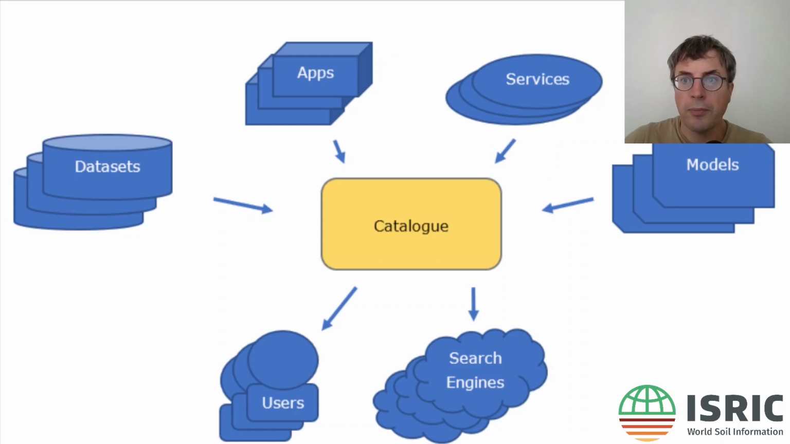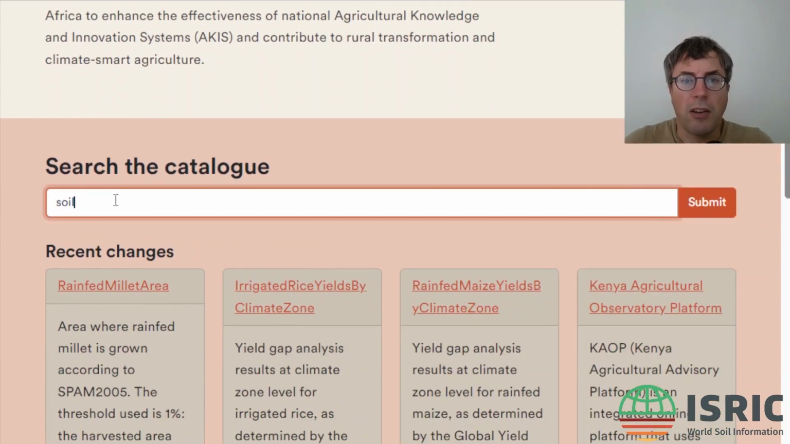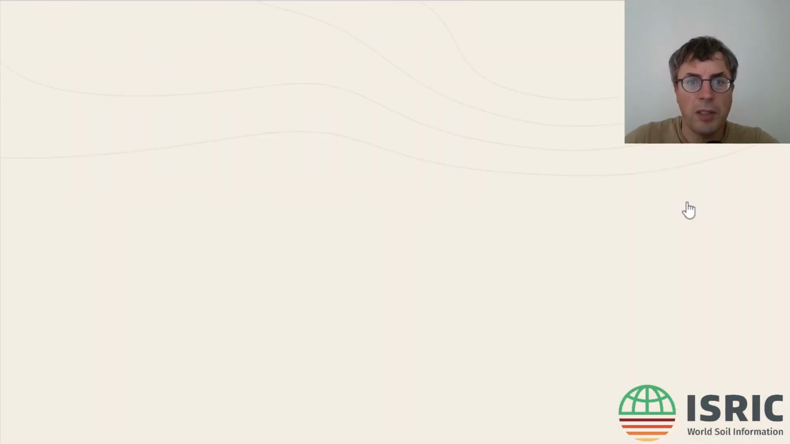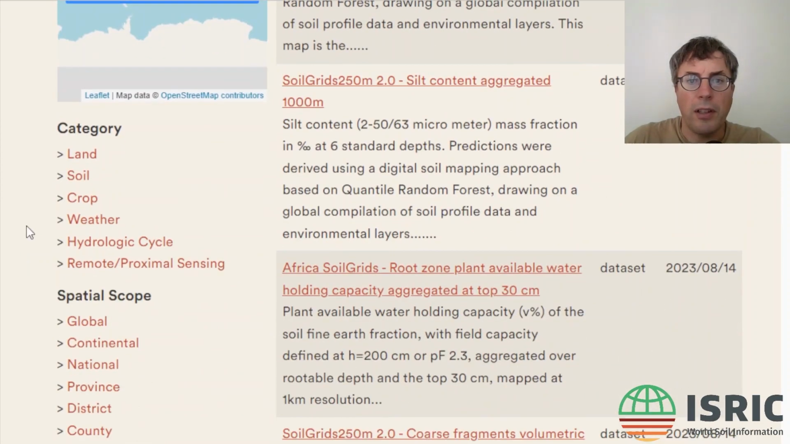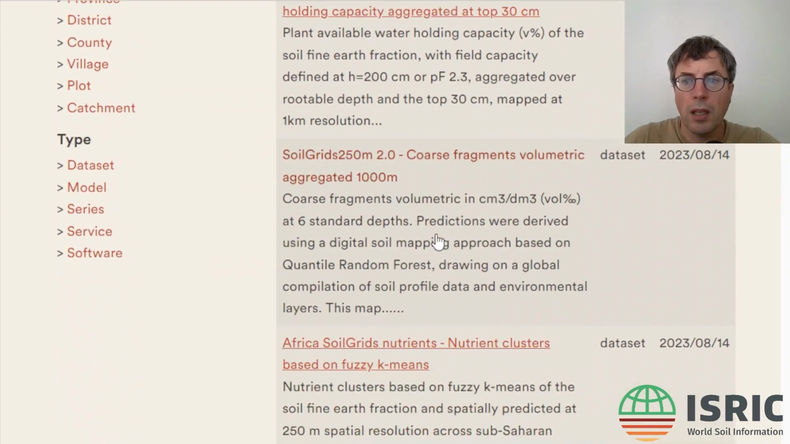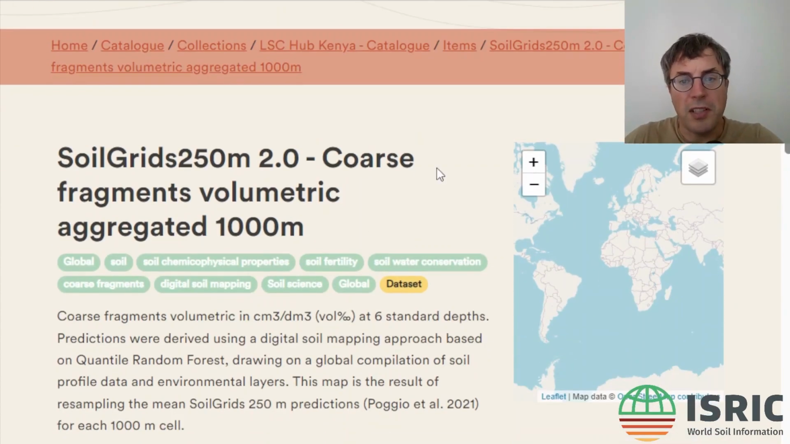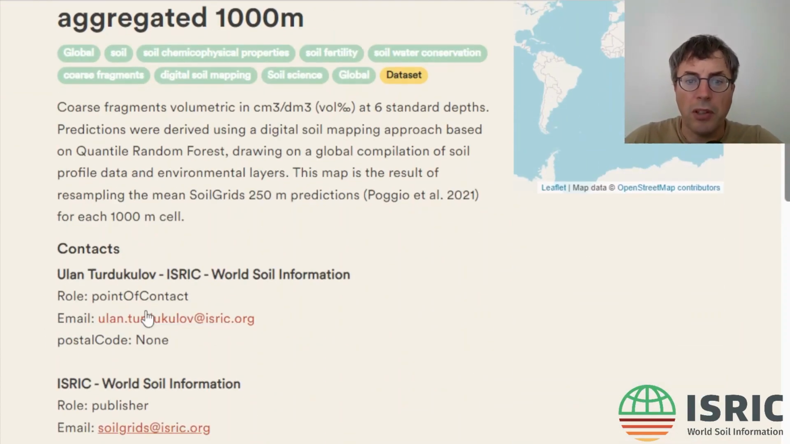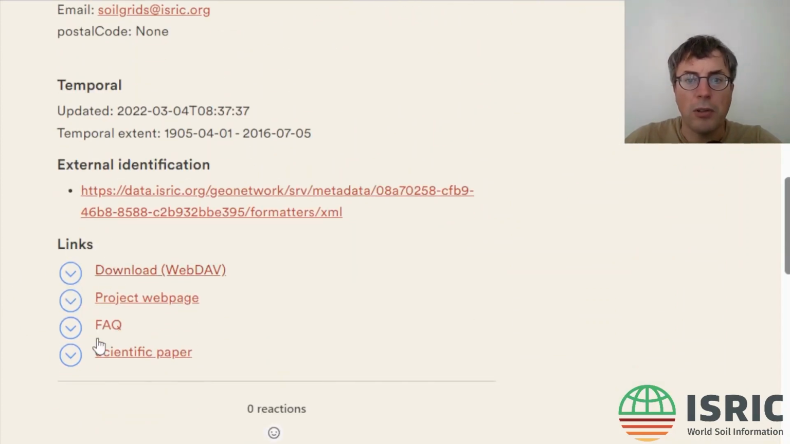Let's have a look at the catalog front end. This is the catalog for the Kenya hub. You can search the catalog, for example, on soils. You then arrive in the search result and you can further limit the search with the filters. If we open a record view of a single record, we see the title, the keywords, the abstract, but also the contact information, temporal extent, and some links to download the dataset and additional documentation.